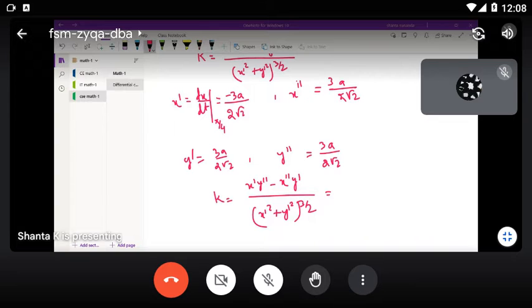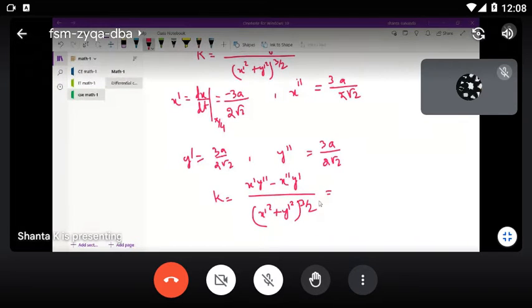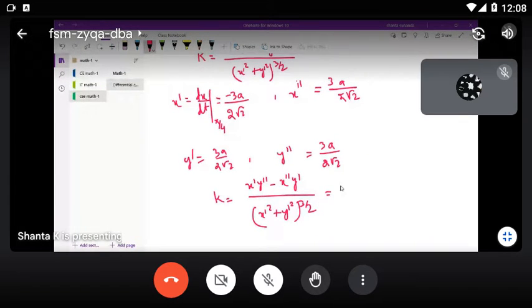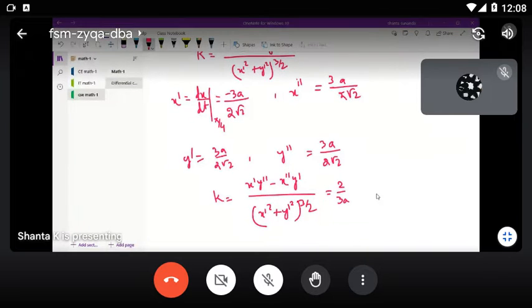2 by 3a. Others, are you getting the same answer? 2 by 3a? Yes, ma'am. So the radius of curvature is 1 by k. It will be 3a by 2. Okay, it's the same.